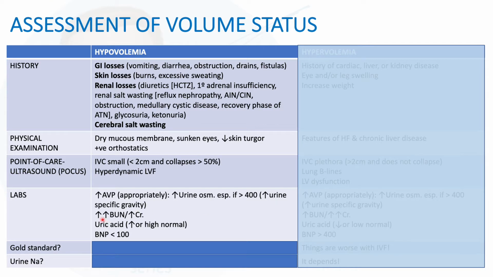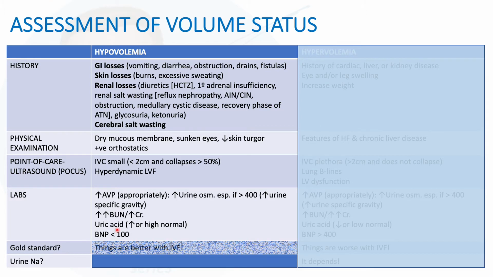There may also be some AKI in some patients, especially with BUN, blood urea nitrogen, being more increased than creatinine, and the ratio might be more than 20, 25 or 30. Uric acid might be normal, but it might also be high normal or even high, partly because of hemoconcentration. And if the patient does not have chronic left ventricular dysfunction, the BNP might be low.